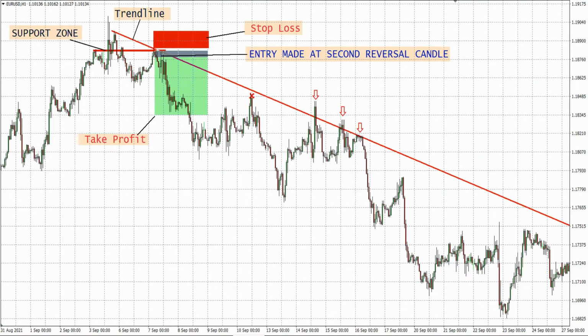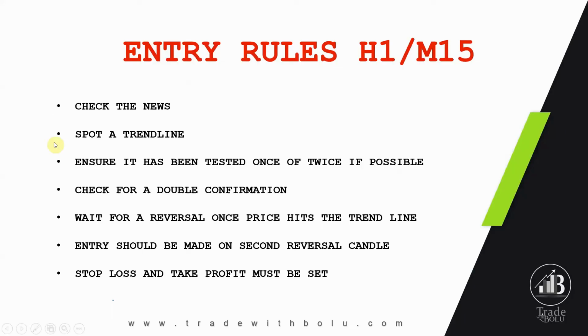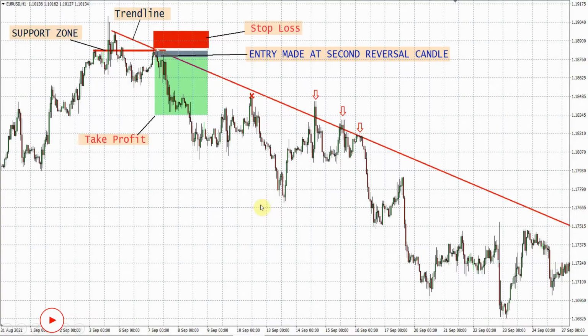So let's go back to the rules. It has been tested once or twice. Check for a double confirmation. Our double confirmation in this case is the support zone that we see here. So this is the support. Can you see that it was a resistance zone before, broken, became a support? Broken, now becomes a resistance. So now it's a resistance zone, but it was a support.